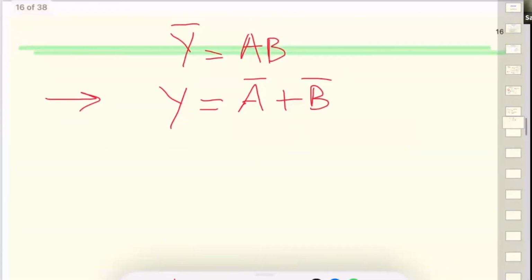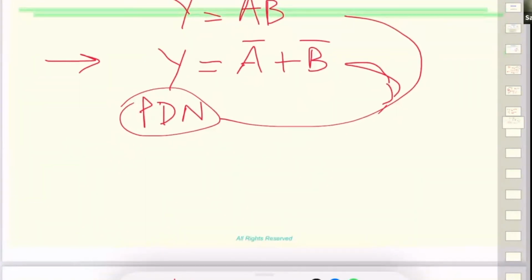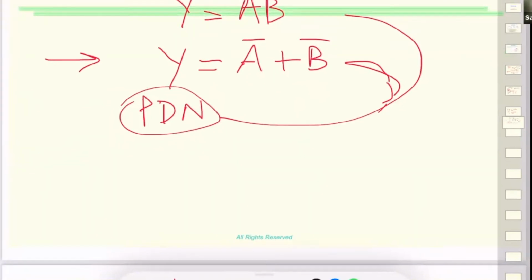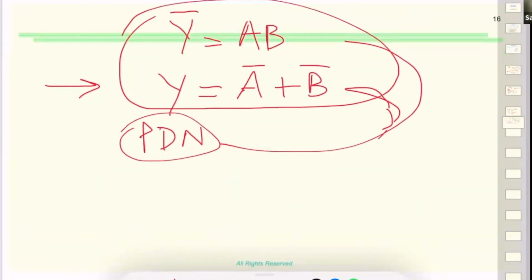So here what we have used is a pull down network to implement these logics. And there is more than one way to achieve the same logic, right? So if you see one logic circuit, you should be able to see that it can be implemented another way to achieve the same output.